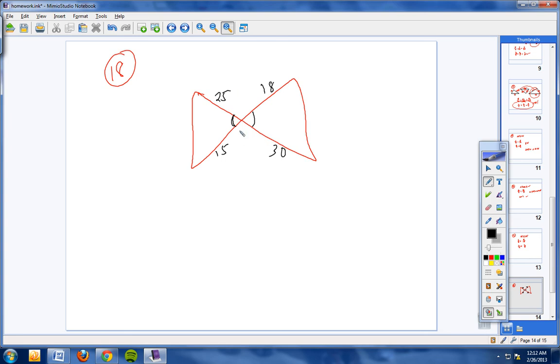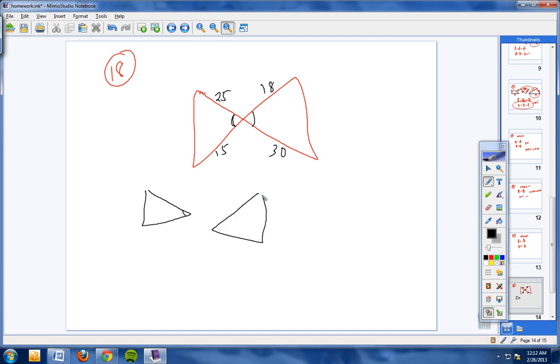Now if I were to split these two triangles right here, and I wonder if I can do that. I probably can't, but I sure will try. Yeah, I did not think that would work. Okay, that's fine. If I were to split these two triangles, I would have a triangle like this. Sorry about that. And this angle would be congruent to a triangle like this, and that angle there would be congruent. And I would have a 25 here, and a 15 here, and an 18 here, and a 30 here.